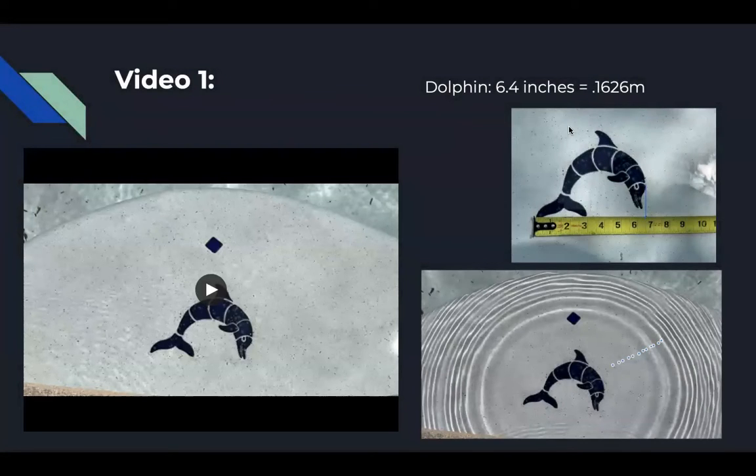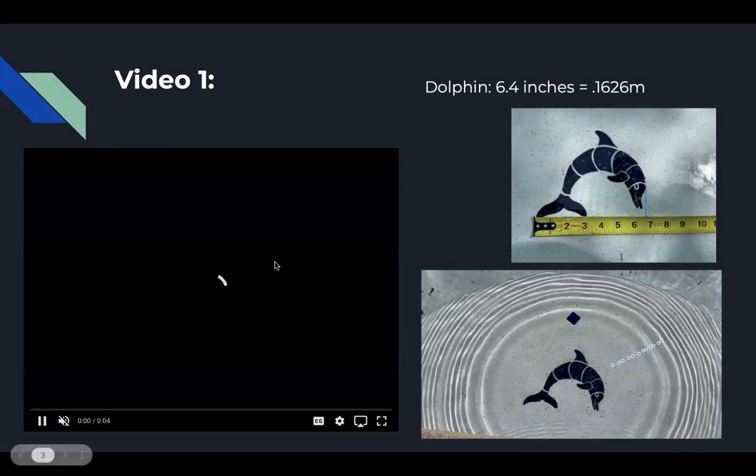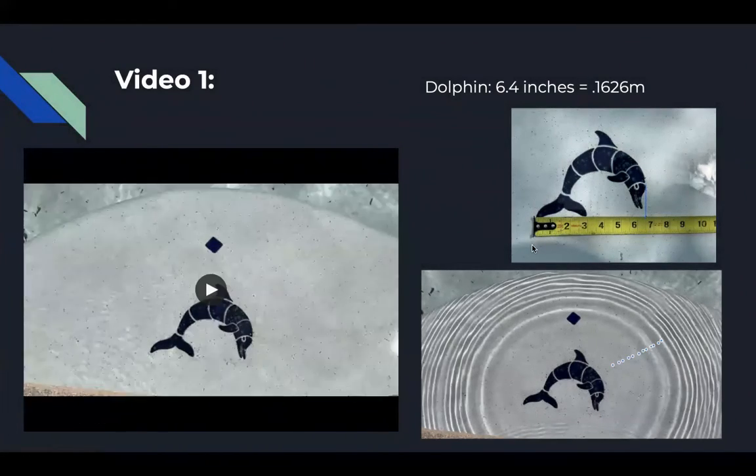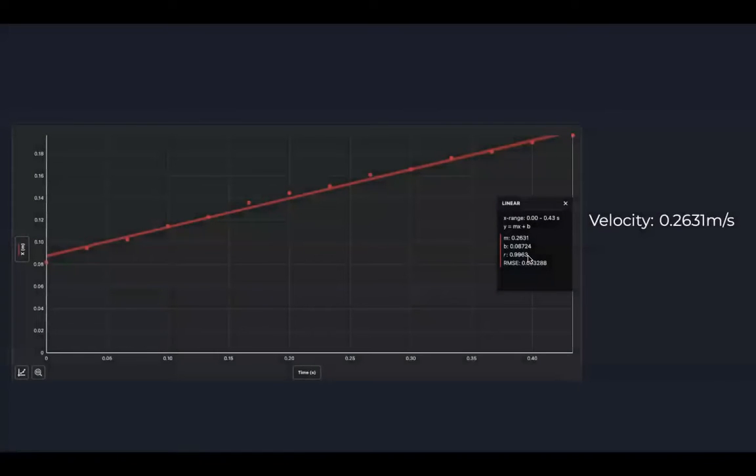To complete our project, a droplet was dropped into the pool and we recorded the wave that followed. As can be seen in the video, a ripple effect was made. We then measured the dolphin as a point of reference for the video analysis tool, and the picture on the bottom right is where the points were plotted following a specific crest on the wave. Here is the result of the first video, the velocity that resulted being 0.2631 meters per second.